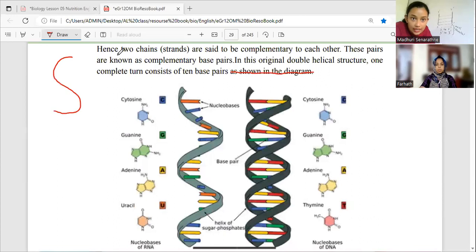And we have discussed, hence the two chains or strands are said to be complementary to each other. These pairs are known as complementary base pairs. In this original double helical structure, one complete turn consists of 10 base pairs.